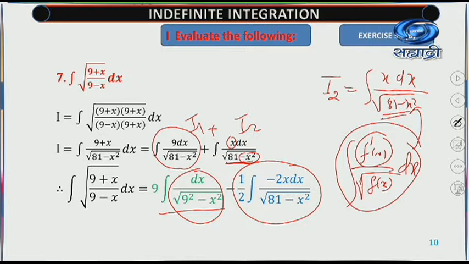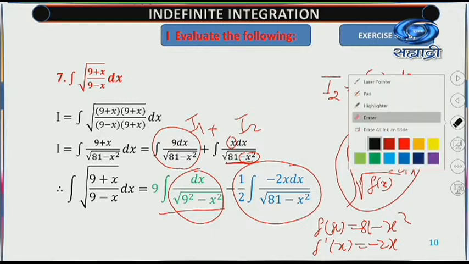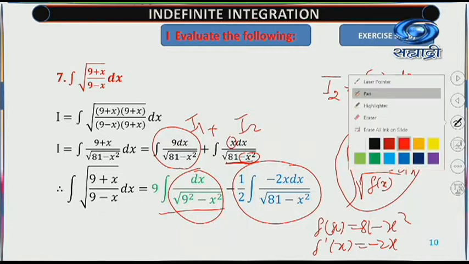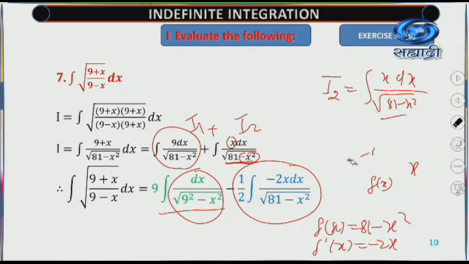So what will be the derivative of this fx? fx is 81 minus x square, so what will be f dash of x? f dash of x you will get minus 2x. Do you have minus 2x here? No. So again we start thinking how to do that. The only thing is that it's a constant, so you are able to adjust it. That adjustment is given here directly. We want minus 2x, so what will you do?